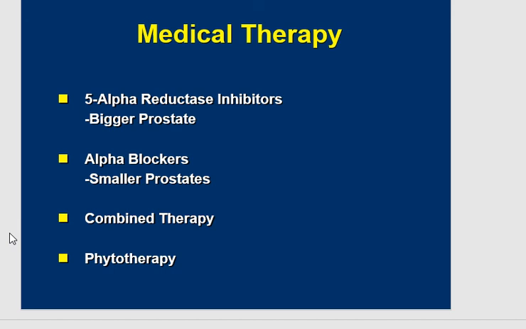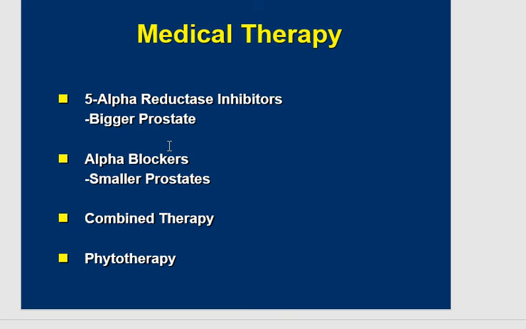What is the medical therapy? For bigger prostate, 5 alpha reductase inhibitors and the alpha blocker. These are for bigger prostate, and for smaller prostate, we give alpha blockers, and sometimes combined therapy is given. We start with both the drugs, 5 alpha reductase inhibitors and the alpha blockers. And when the symptoms are improved, we stop the alpha blockers and continue with the 5 alpha reductase inhibitors.